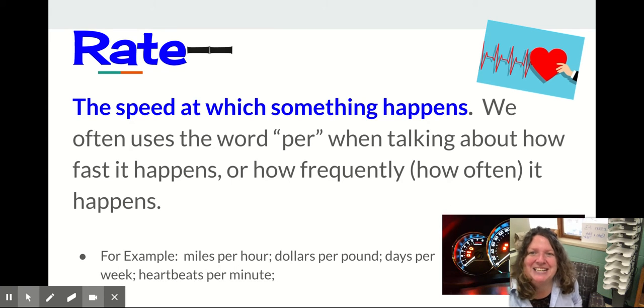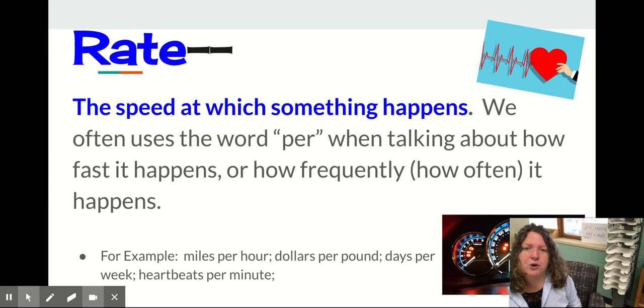If you haven't heard rate, a rate is a speed at which something happens. Now, we use it and think about it all the time. We maybe just haven't heard that word rate. When we're talking about rate, we often use the word per to talk about how fast something happens or how frequently, like how often it happens.